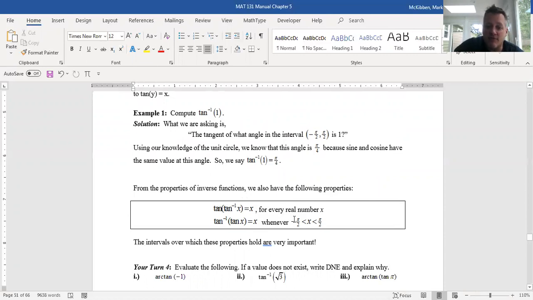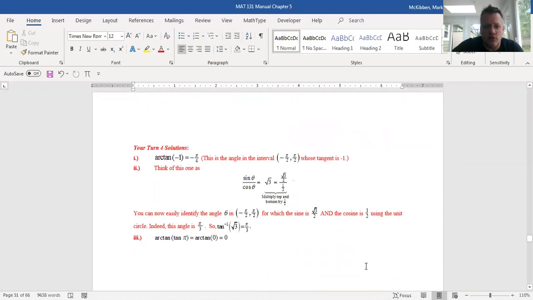But you do have to worry about restrictions here. Remember, the tangent here, the x has to come from minus pi over 2 to pi over 2. And so if it's other than that, then you have to take the tangent first and then take the tan inverse of that. All right, so let's take a look. Well, why don't you try these? So try to compute these tan inverse values, if they exist or if they don't, and see what happens, and then we'll actually talk about these.